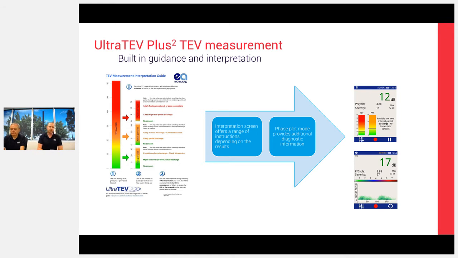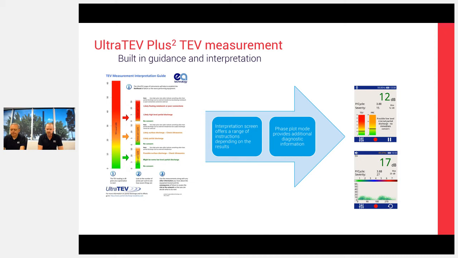So it'll tell you most likely noise, or it'll tell you most likely high level internal void PD, or low level or medium level, or you may have an ultrasonic problem going on here, so check your ultrasonics. So that graph has been built up over time from many readings back in the past with the UltraTEV Plus1 instrument, because we couldn't see the phase plots then, and we didn't have the further diagnostic tools that we have now with the UltraTEV Plus2.